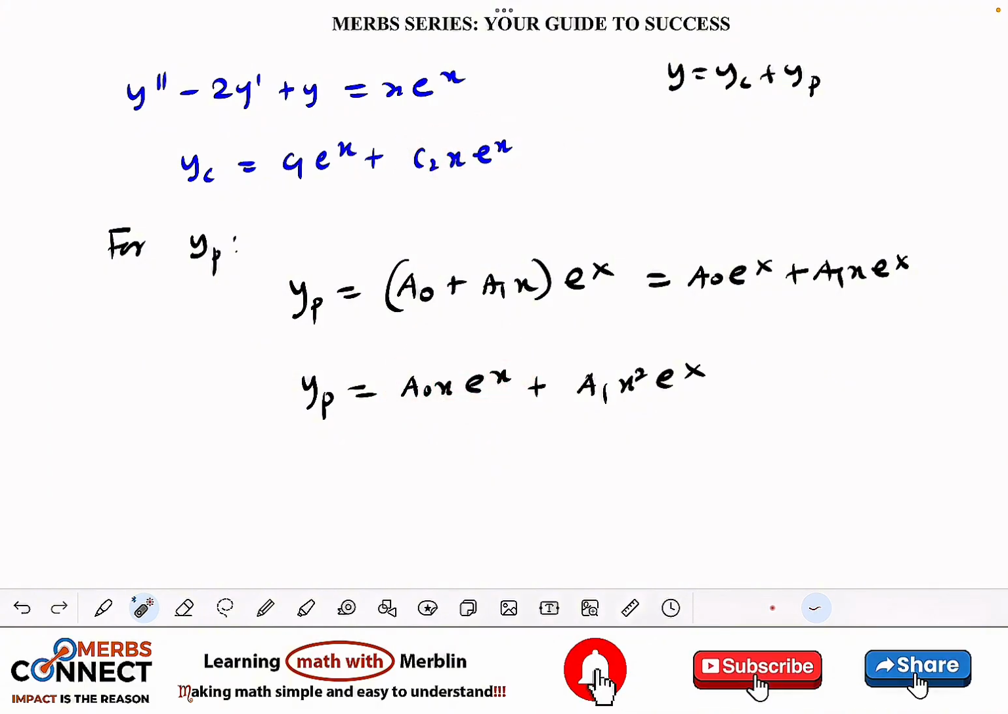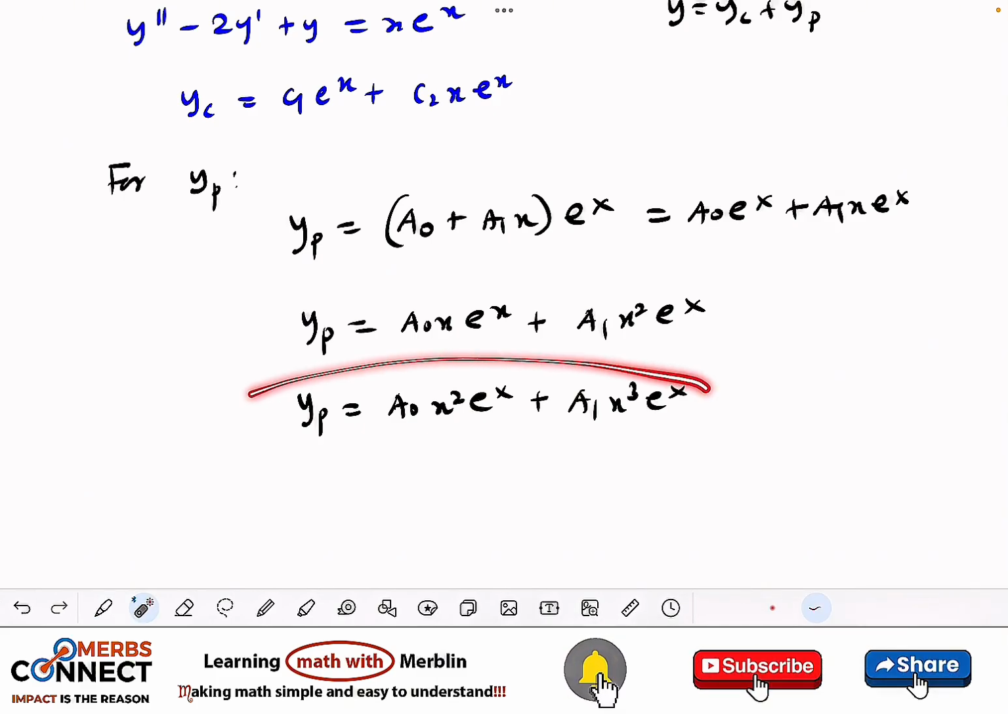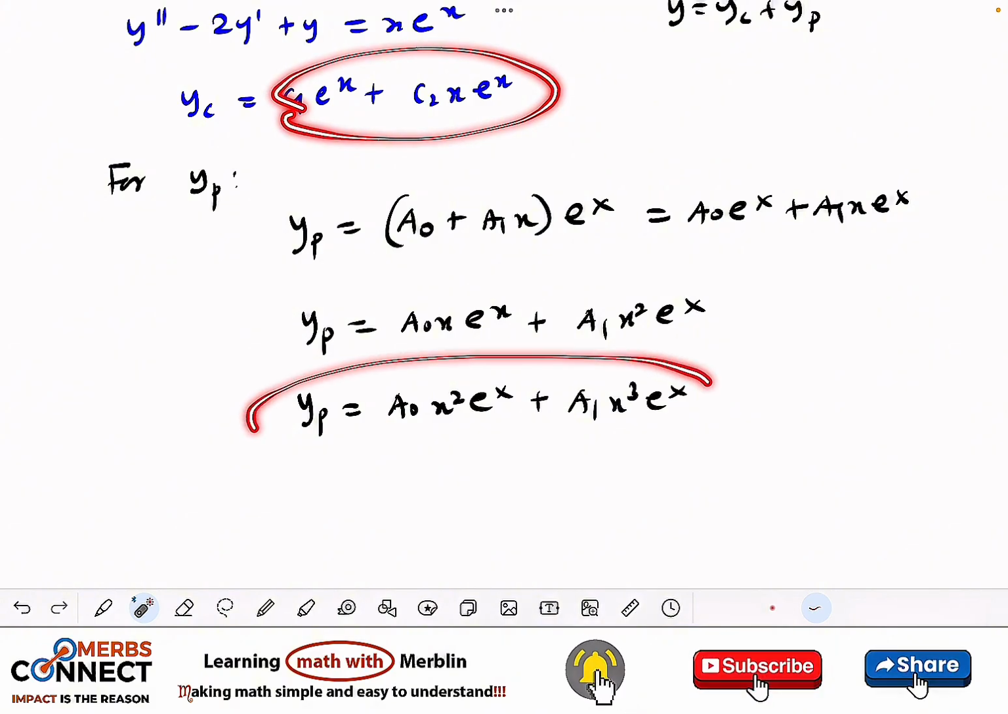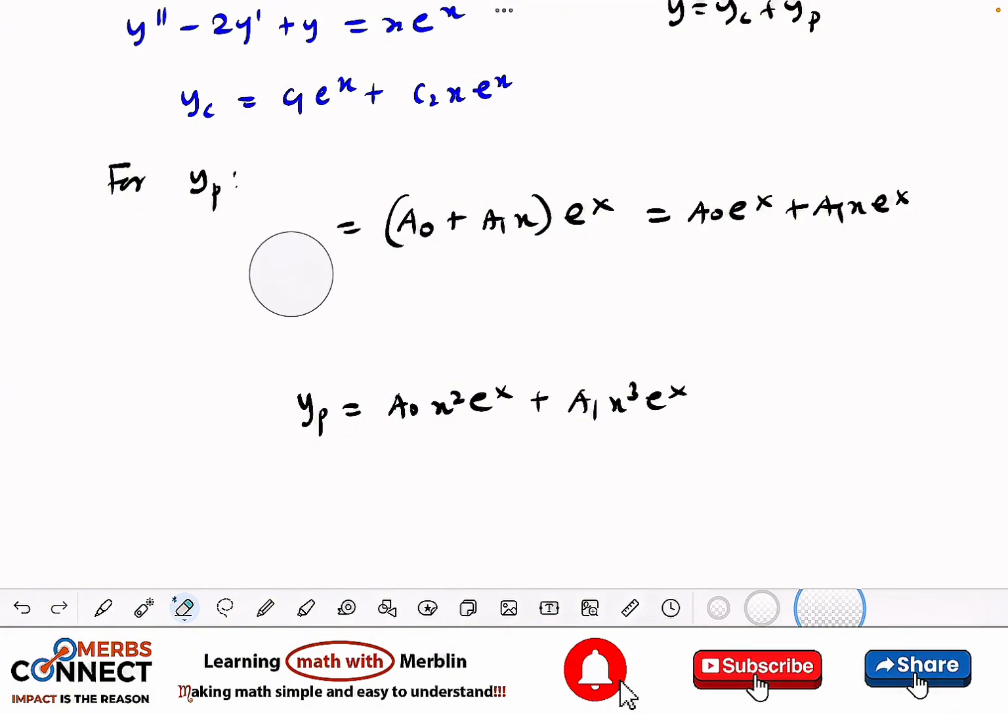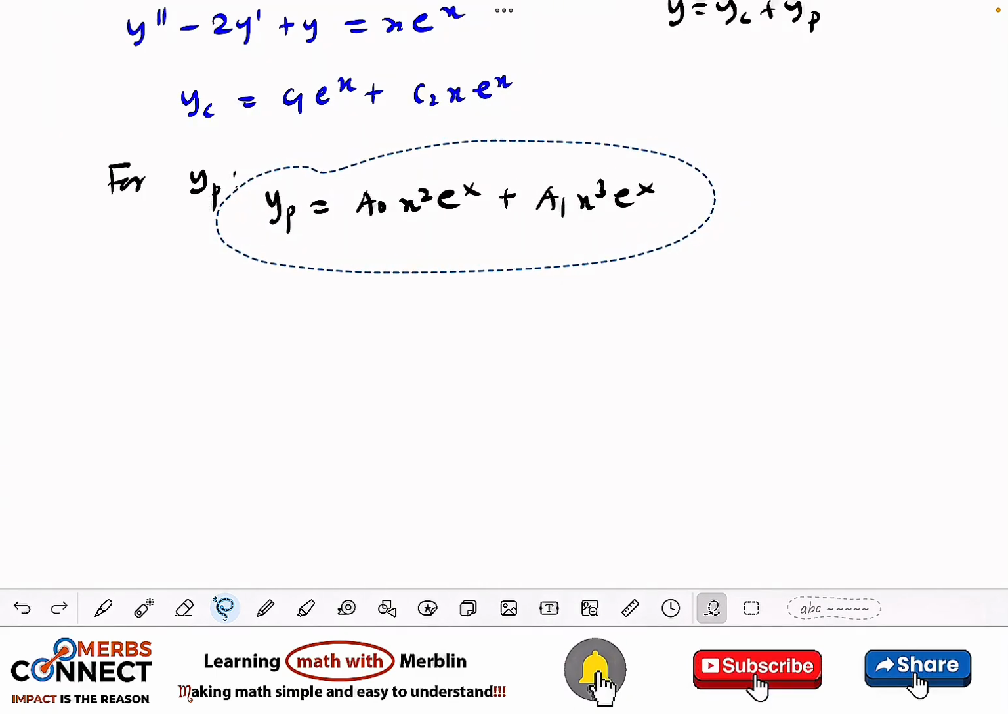So we need to modify it again by multiplying through by x. So a0 x squared e to the power x plus a1 x to the power 3 e^x. Now when you look at this one, we have e^x, but the x term is starting from x to the power 3. Then this, we can consider this as the trial solution and clean up the first one. So this is what we are going to use for the trial solution.